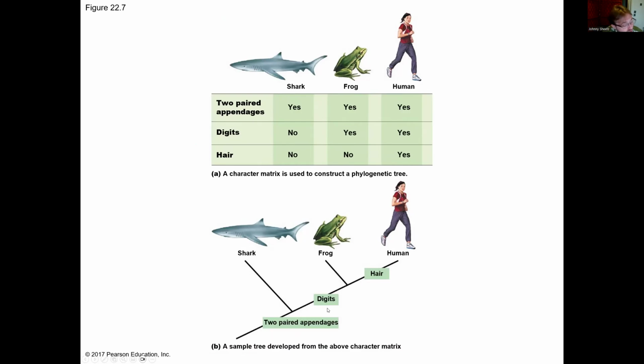After a while, digits evolved out of fins. Pretty darn cool. Oh, sorry. Two paired appendages. Everybody has two pairs of appendages. Sharks do not have digits, so it's likely that the sharks split off before digits developed. Then you have the frog. Frogs do not have hair. So it's likely that frogs broke off after the digits developed, but before hair developed in this phylogenetic tree.